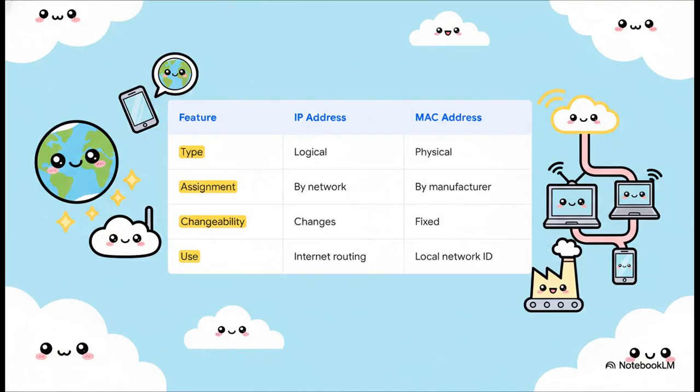Right, let's put them side by side and quickly recap the key differences. An IP address is logical. It's assigned by the network you're on, and it can change.